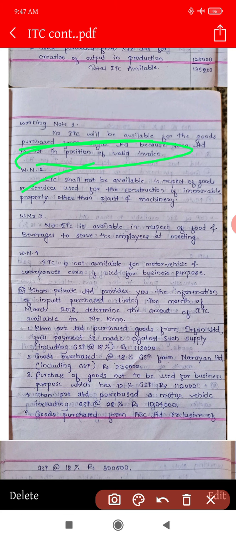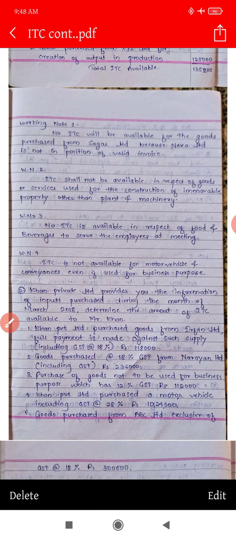Then ITC is not available for the purchase of a motor vehicle or motor car or conveyance, even if it is for business use. But ITC is available if you are further supplying the motor vehicles or you are in the business of transport of passengers from one place to another, or transport of goods from one place to another. Understood? So you have to remember the conditions I have explained earlier in the previous class, and only then will you be able to solve these problems.